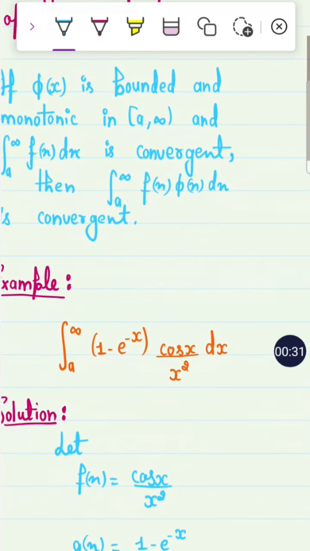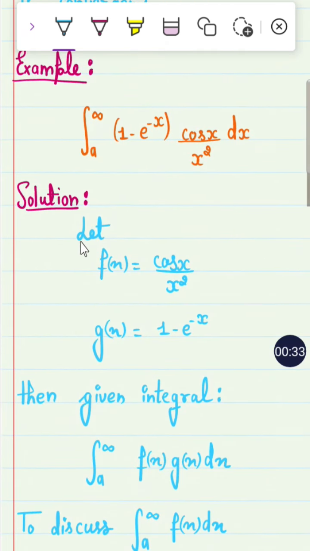Now let us take an example. The example is the integral from a to infinity of (1 minus e to the power minus x) cos x over x square dx, right? This is the example. It is one function and this is the other function, right? Now let us take f x equals cos x over x square and g x equals 1 minus e to the power minus x. Then the given integral is f x into g x, right?